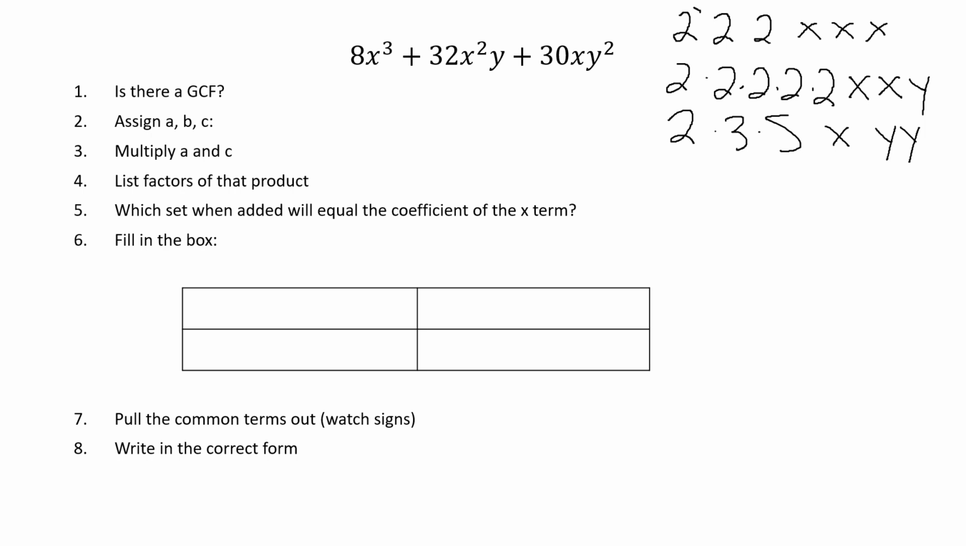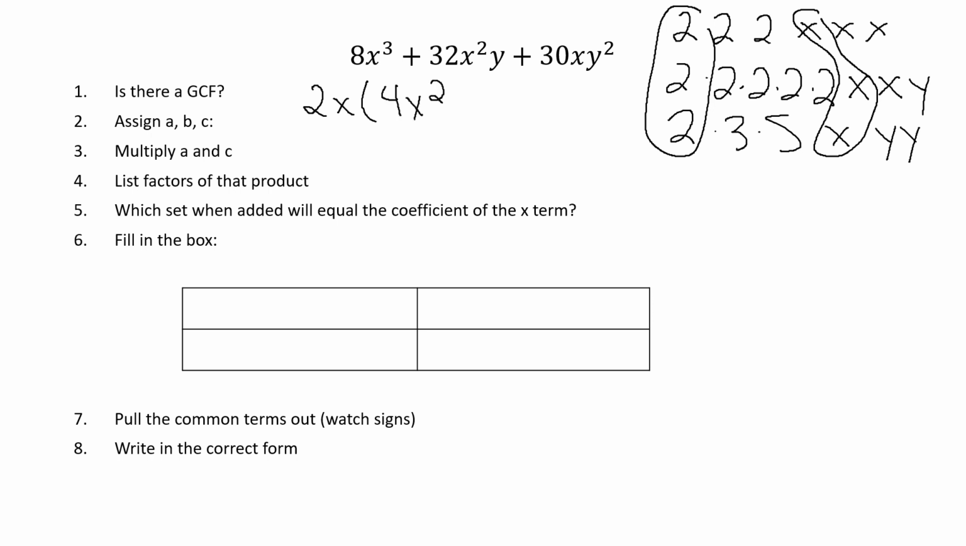So I'm going to have a 2 in common and an x in common. So I'm going to pull a 2x out, and then my leftovers are going to go back in here. So 4x squared plus 16xy plus 15y squared. I'm almost out of space. All right. 4x squared plus 16xy plus 15y squared.